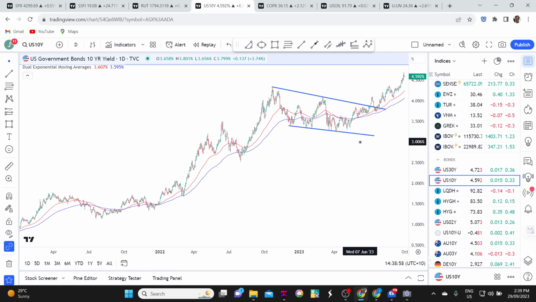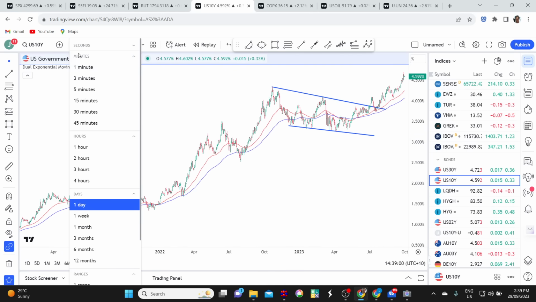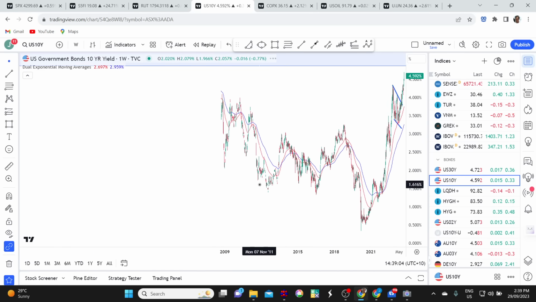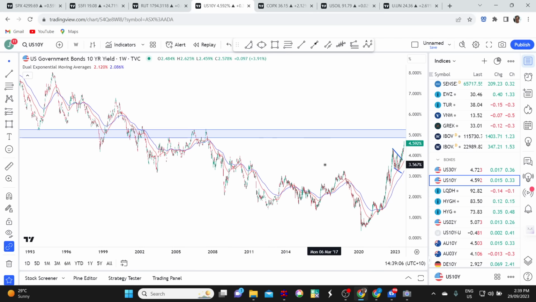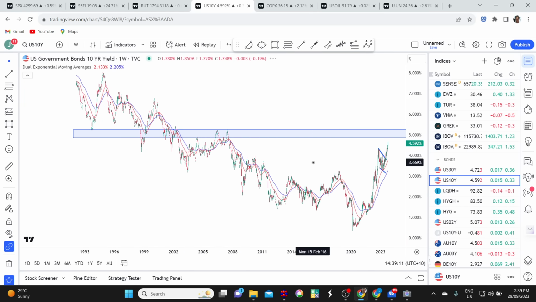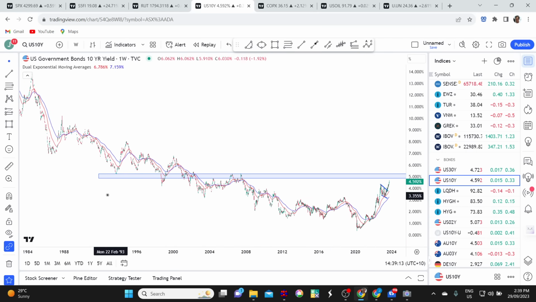What I want to talk about today, though, I'm going to jump over to a weekly chart. Let me just compress this a bit. And we're approaching a really important level, which is 5%. If I compress this a little bit more, you'll see that this point here is 1993. So that's almost 30 years. For 30 years, 5% has been a level of significance.